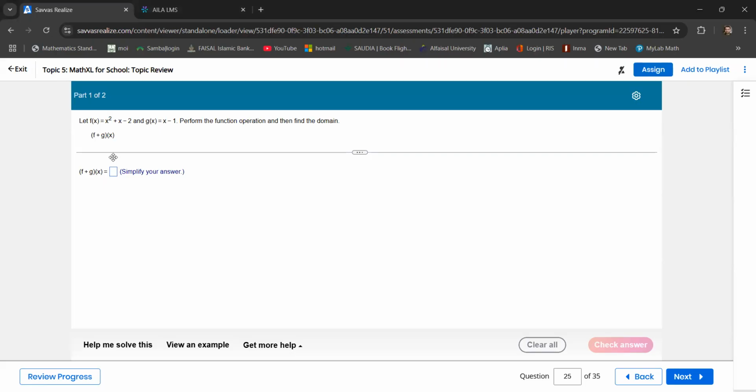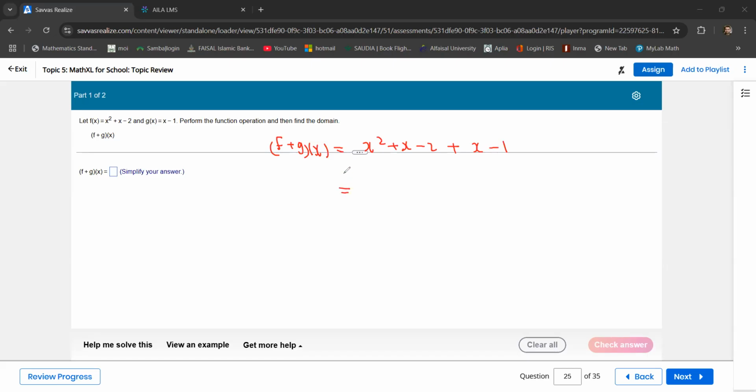Let f of x equal x power 2 plus x minus 2 and g of x equal x minus 1. Perform the function operation and mention the domain. The operation here is plus. So f plus g of x is equal to x power 2 plus x minus 2, then we put the plus sign and x minus 1.